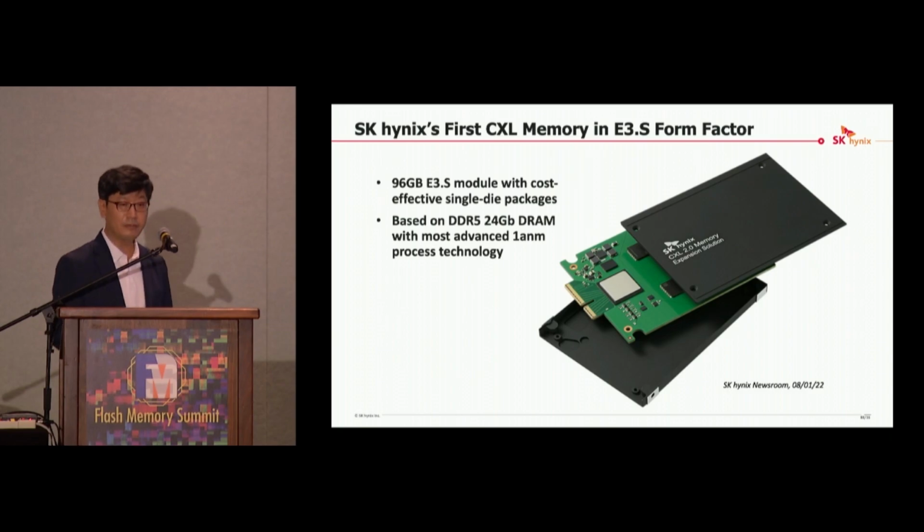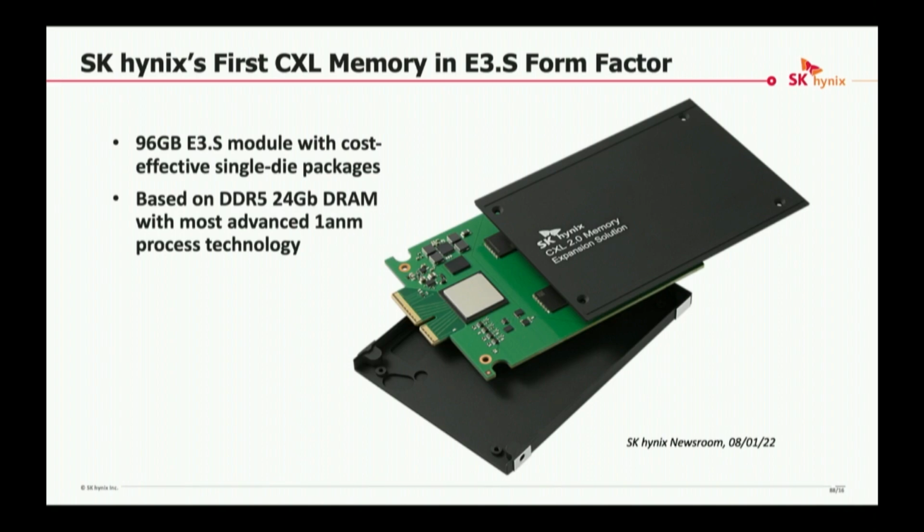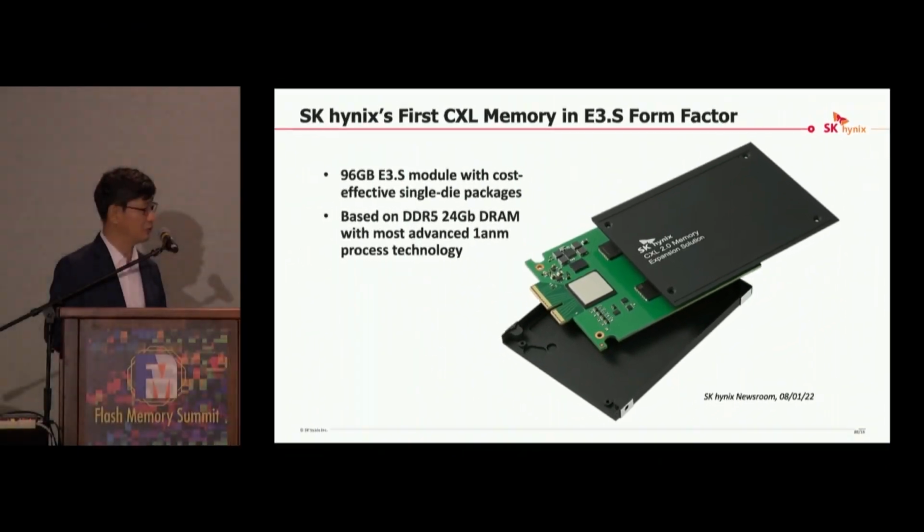Since it's very difficult to see this sample from there, I've also captured one picture from our announcement yesterday. As I mentioned, this is a 96 gigabyte E3.S module with cost-effective single die packages. This is based on DDR5 24 gigabit DRAM. And I would like to emphasize that this is with the most advanced 1A process technology. As you may know, 1A process technology is the most advanced DRAM process available today in the DRAM industry.